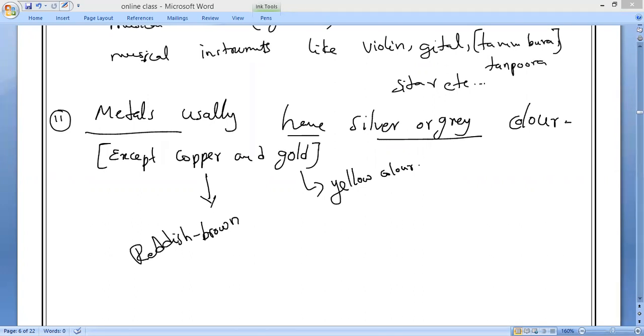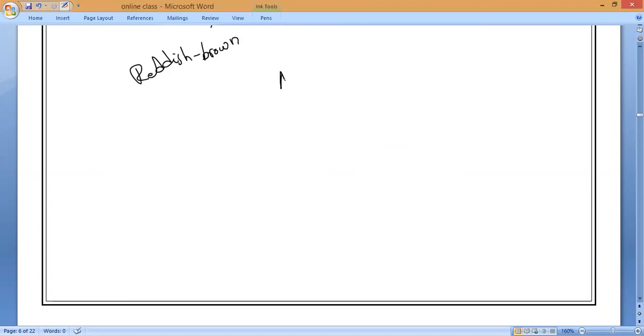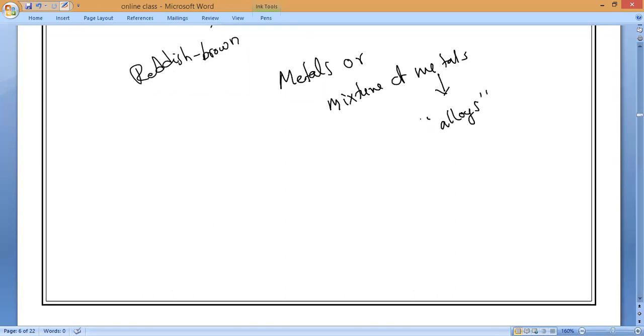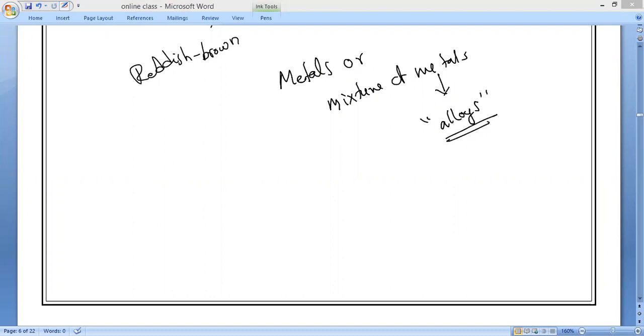Cars are made with metals. Buses, trucks, trains, ships, aeroplanes are all made of metals or a mixture of metals. What is a mixture of metals called? Alloys. Understanding? So due to these properties, metals have wide applications in our daily life.